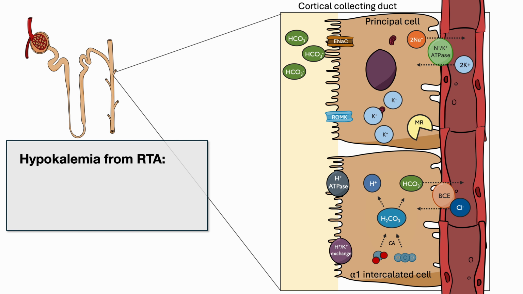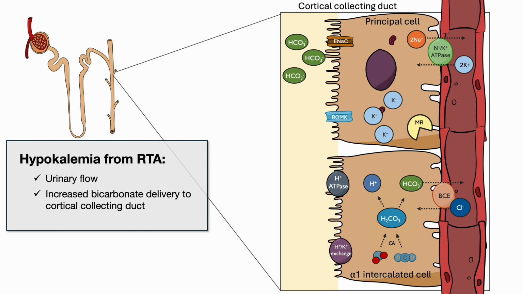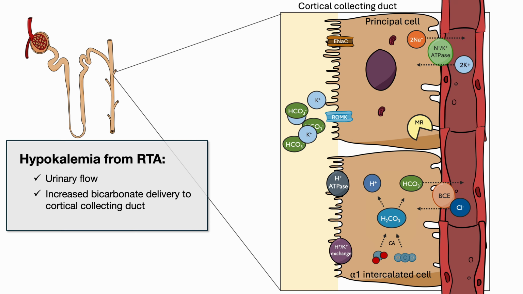Hypokalemia is commonly associated with proximal RTAs due to two main factors: 1. Urinary flow, and 2. Increased bicarbonate delivery to the distal nephron. Increased bicarbonate delivery to the cortical collecting duct causes a more electronegative gradient and promotes positively charged potassium secretion.